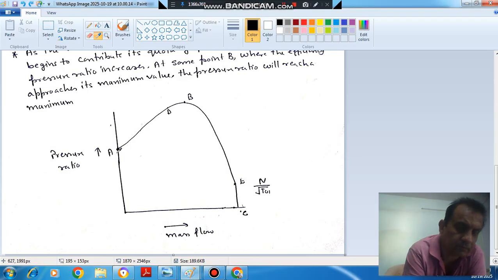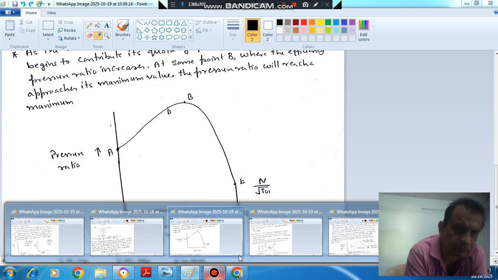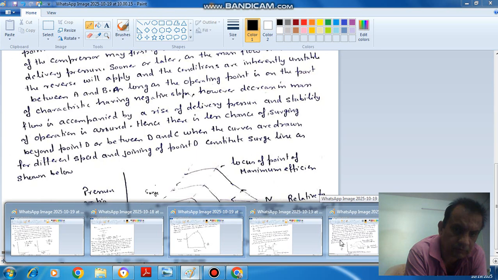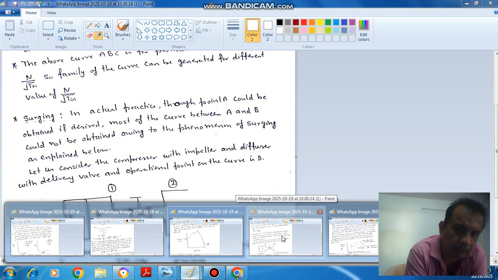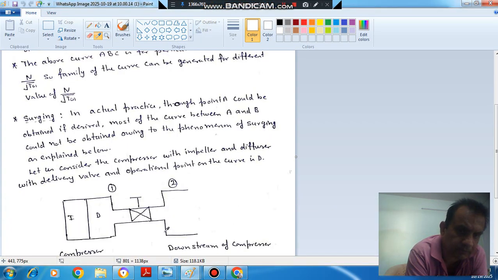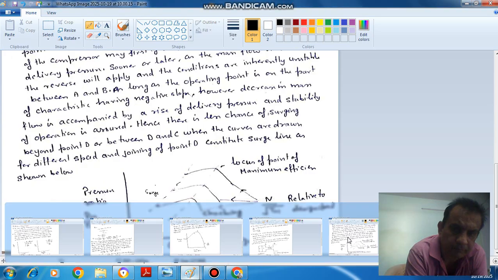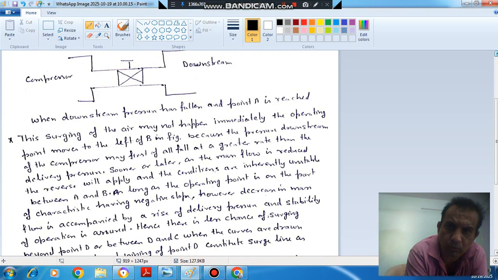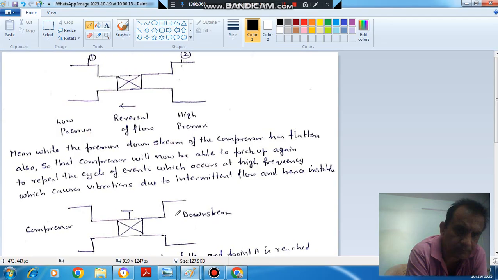Point A means reversal of flow: mass flow is in the reverse direction or there will be no mass flow after some time. So this can lead to point A, and there can be shutdown of the compressor. This is due to high pressure here and low pressure here. But after some time, the low pressure is felt at the downstream, and then the flow will start taking place in this direction.